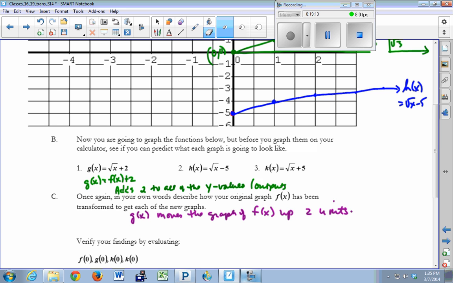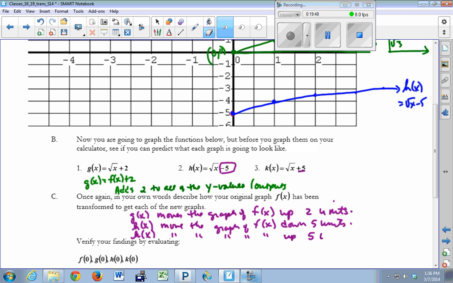Now h of x, our picture of h of x, this blue graph here, has all the outputs move down 5 units. So we could say it moves the graph of f of x down 5 units. And similarly, k of x moves the graph of f of x up because of the plus 5, but it's going to be up 5 units.